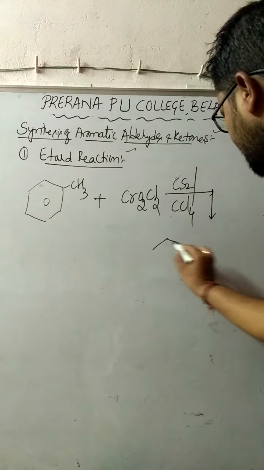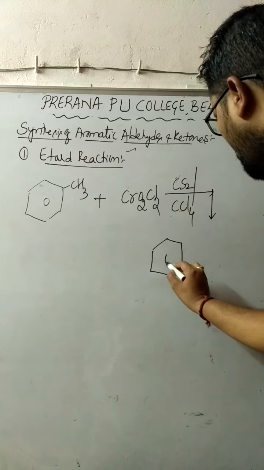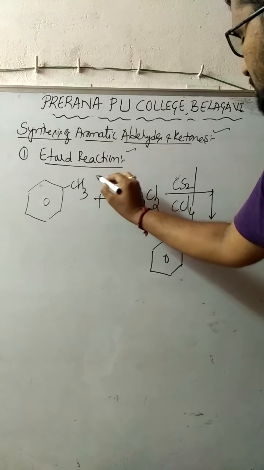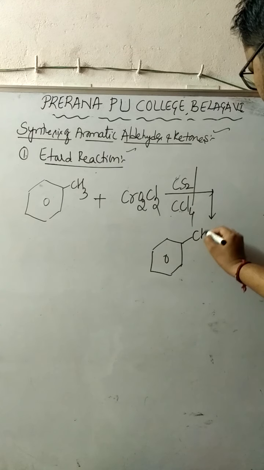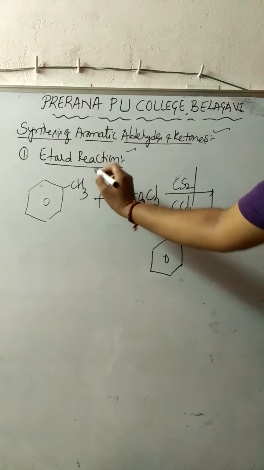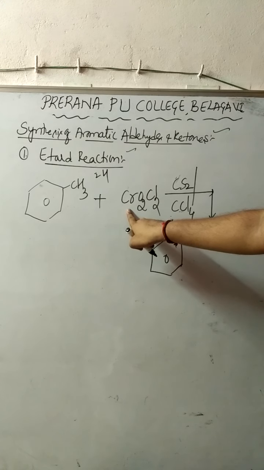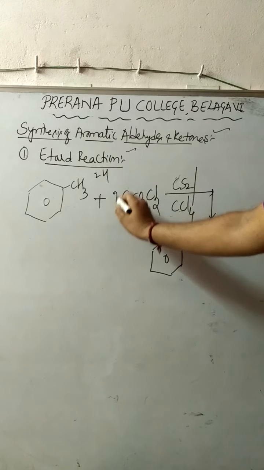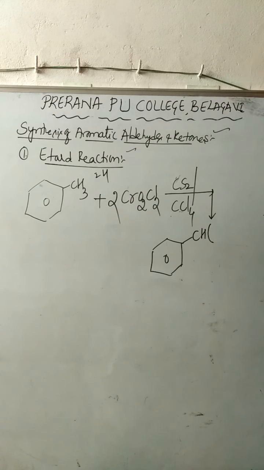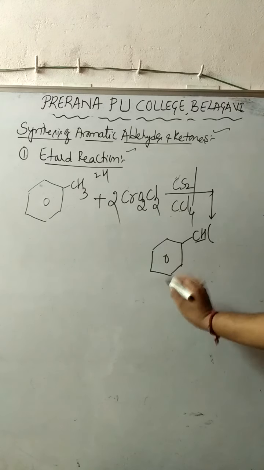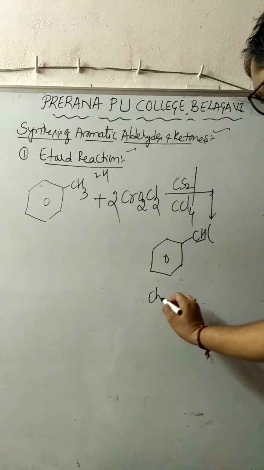Now a question arises: how to write this chromium complex? Here there are totally three hydrogens, so I will write it as CH, where two hydrogens are left out. Here chromium is only one, which is an odd number, so I'll make it twice, so that I'll take 2 moles of CrO2Cl2. So this is CH, with two hydrogens left out. While writing this, I have set it as the chromium complex.